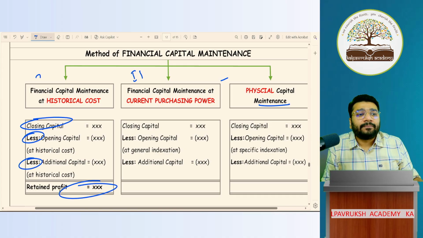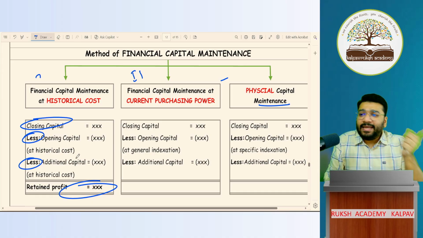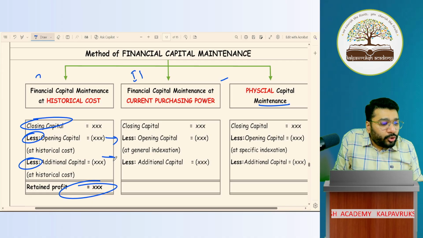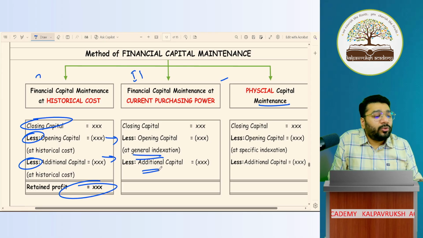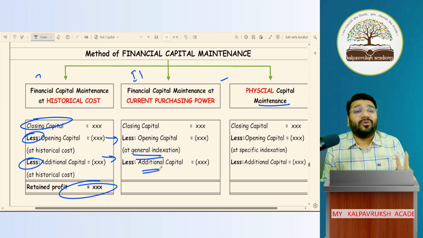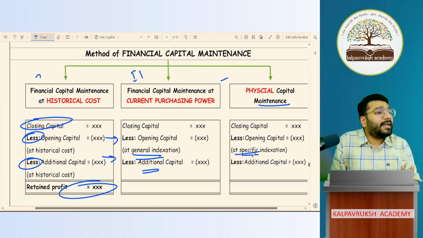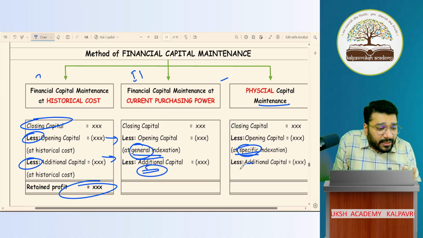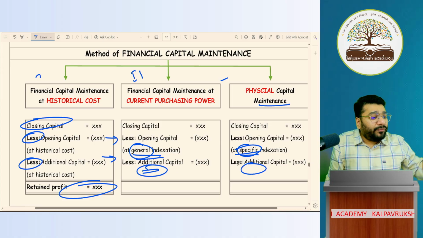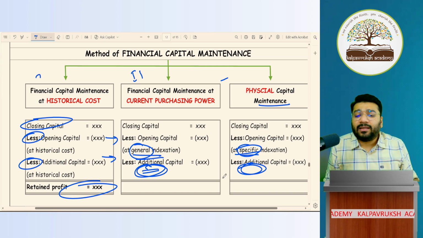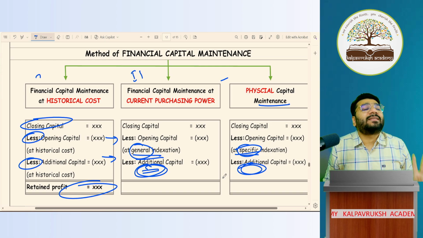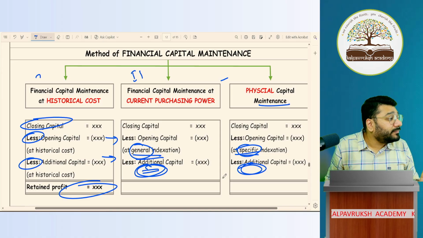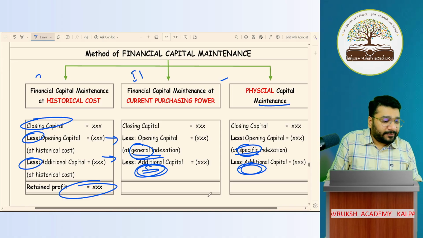Got it, not got it? The same thing for the next 2 methods. You have to do the indexation. Both of them should be indexed. This is general indexation. This is specific indexation. For additional capital also it will come. If you're getting confused, I'll add the point in the notes and give. Both have to be indexed. Got it, not got it? Clear or not clear? Fantastic.